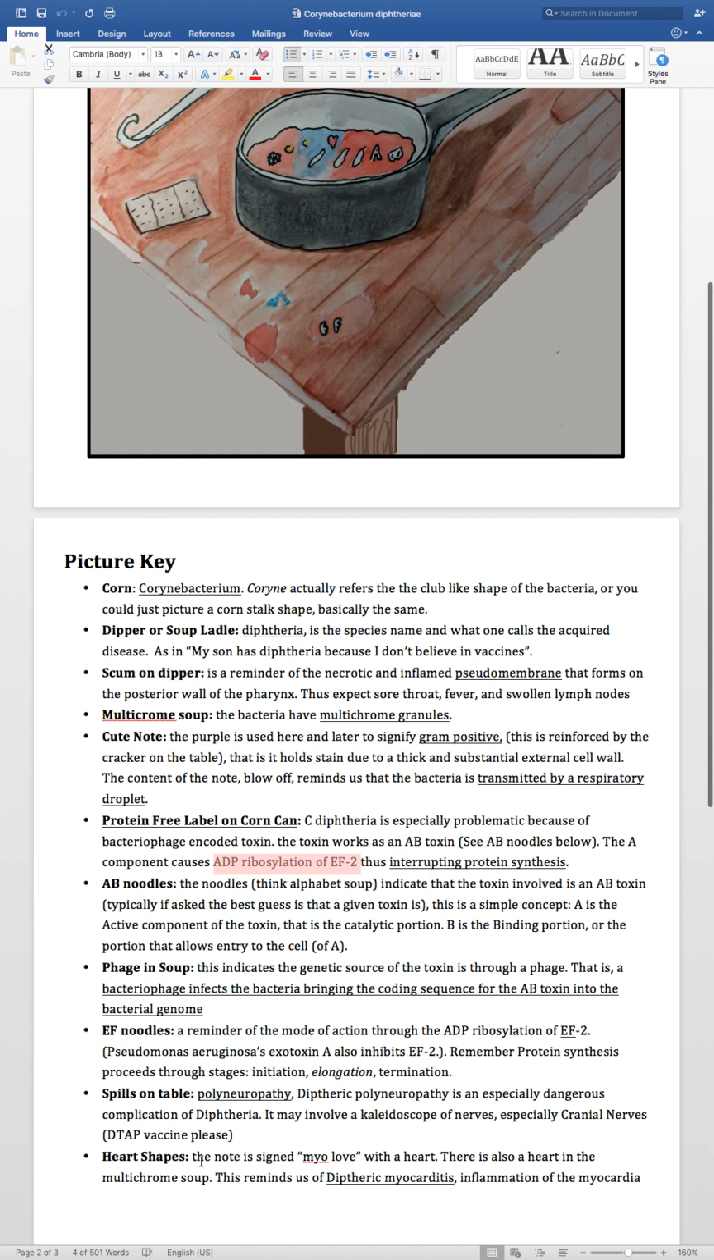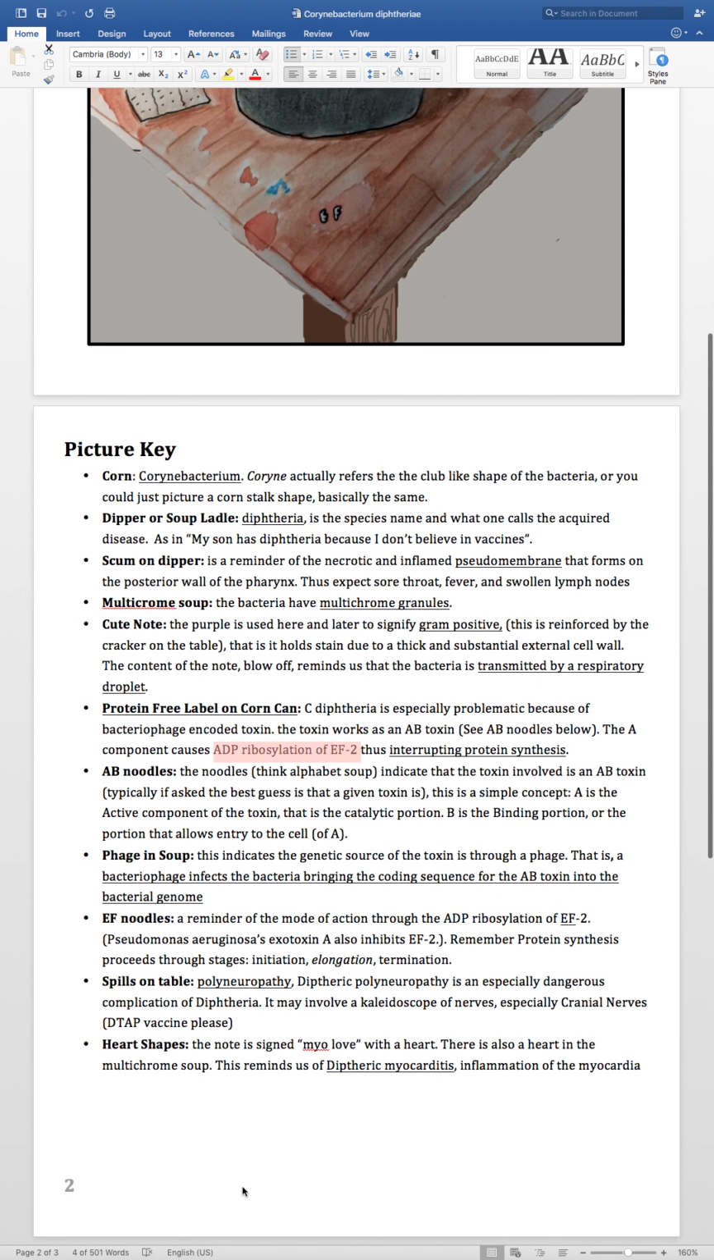And the heart shape is a reminder of, and it's signed with myolove. It's a reminder that diphtheria causes myocarditis, which is an inflammation of the myocardium.